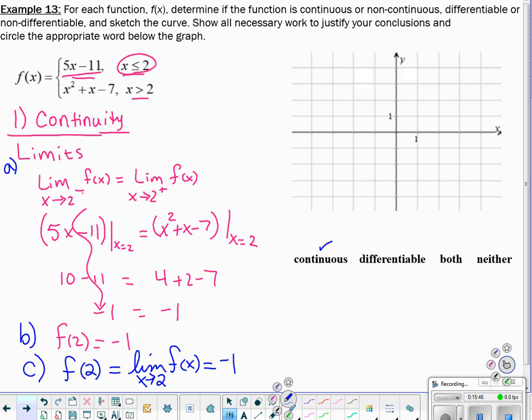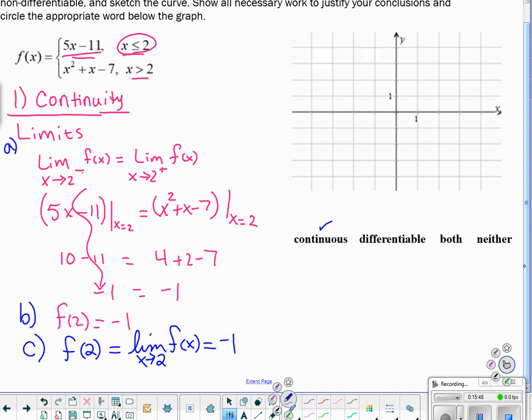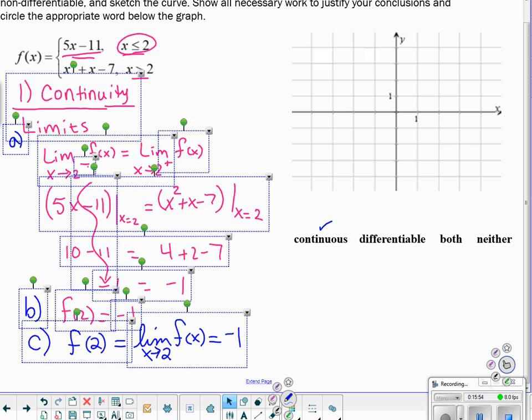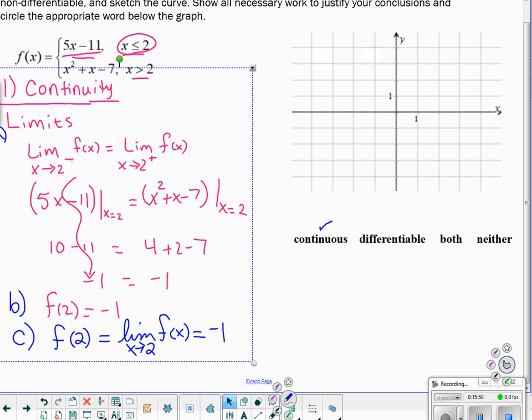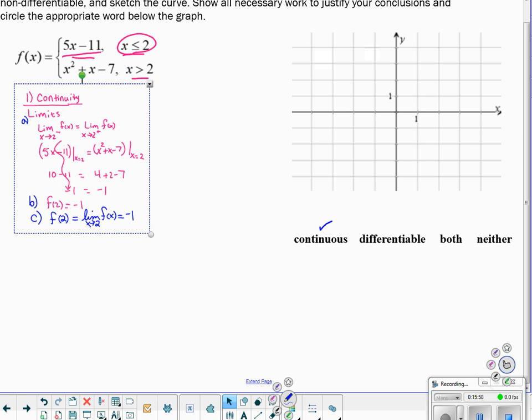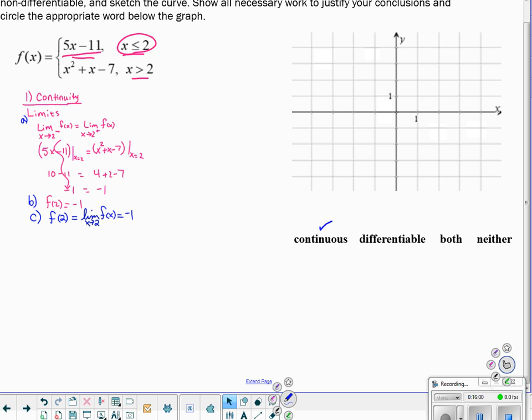That makes this function continuous at x equals 2. So that's the exploration on continuity. Sweet. Because it's continuous, it does have the possibility of being differentiable. Therefore, f of x is continuous. I just want to catch up on my notes here. Is continuous at x equals 2.